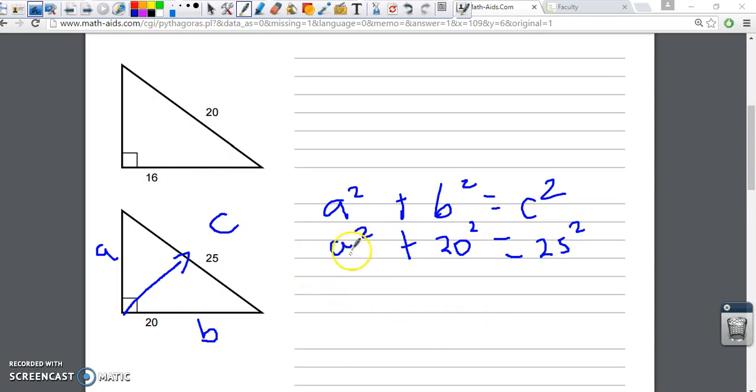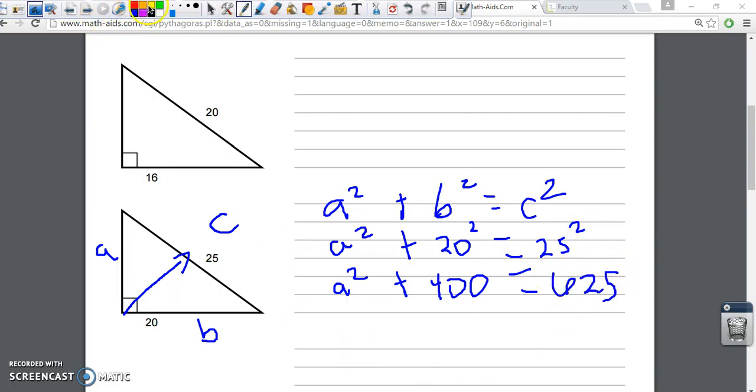I can't do the math here because A is in the way, but I can do the math here. Remember, that's not 20 times 2. That is 20 times 20, which will give us 400. And then 25 times 25 is going to give us 625.